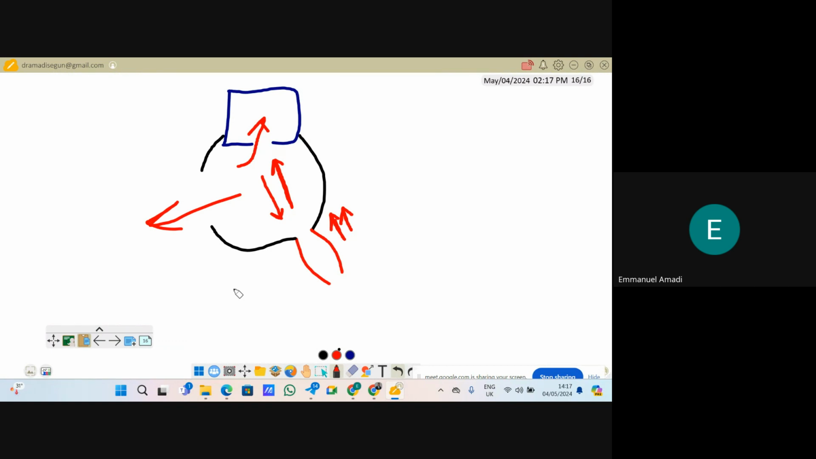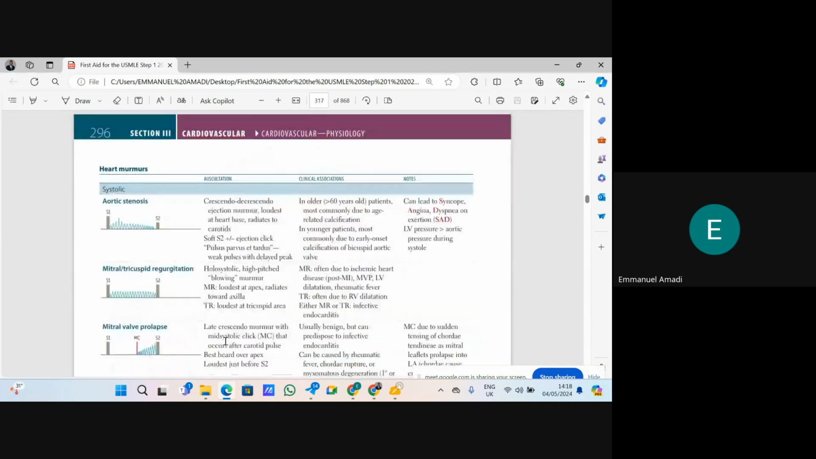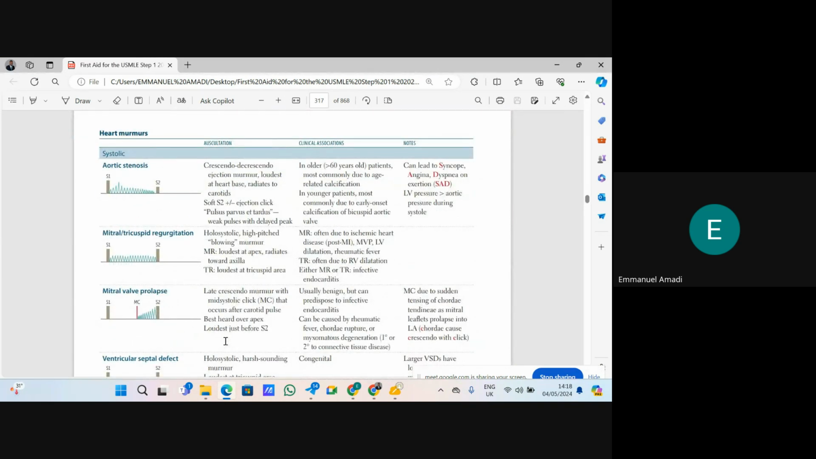This is the second level. Now, the third level is this. Know the characteristics of the murmur, how the murmur sounds. I have tied in two things. The first one is the location. The second one is the maneuver. The third one you need to know is how the murmur sounds. Now, let's look at that. Your aortic stenosis is a crescendo-decrescendo murmur.